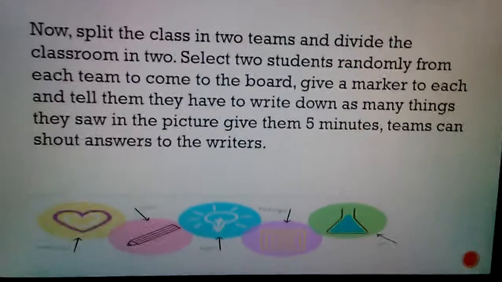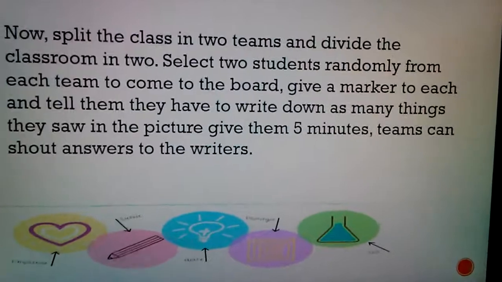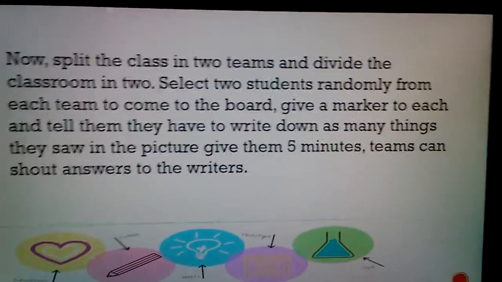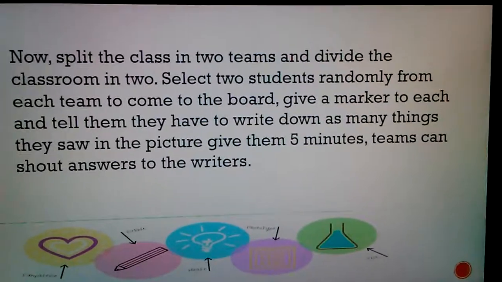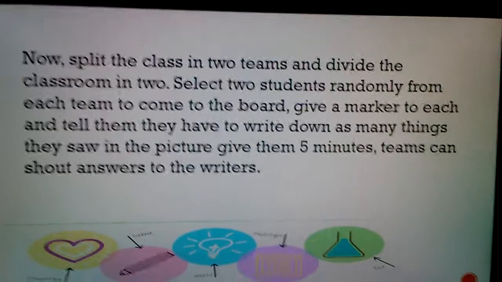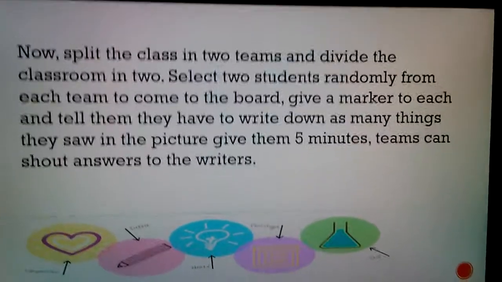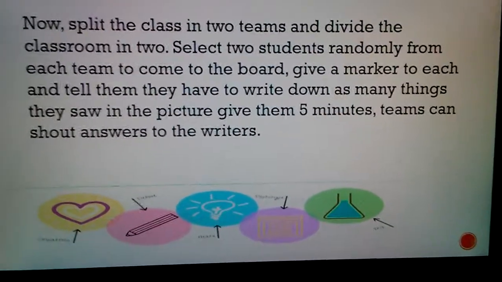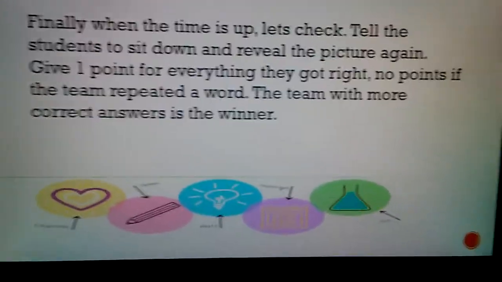Now split the class into two teams and divide the classroom in two. Select two students randomly from each team to come to the board. Give a marker to each and tell them they have to write down as many things as they saw in the picture. Give them 5 minutes. Teams can shout answers to the writers.